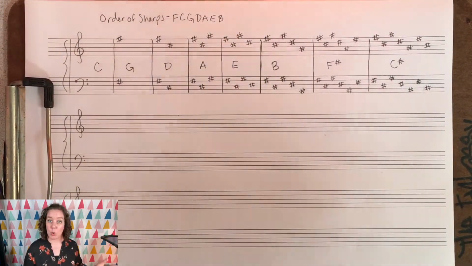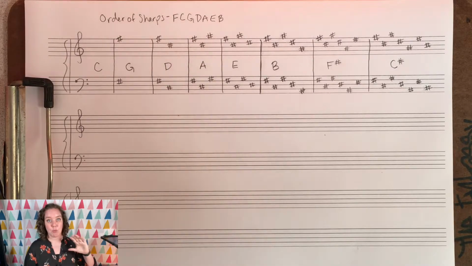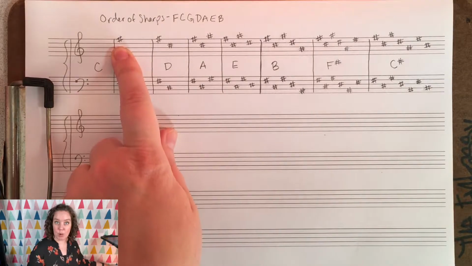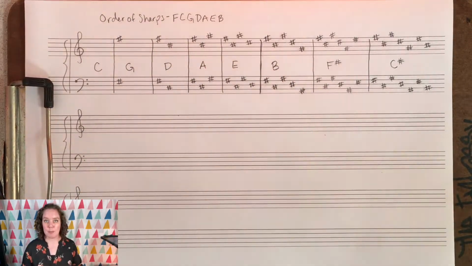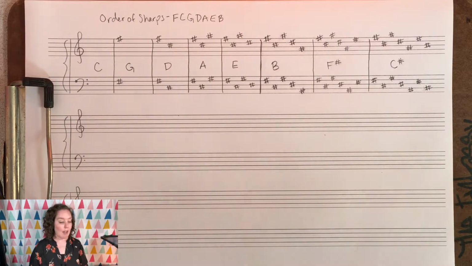And not only will the order of sharps always be the same, but their placement on the staff will always be the same, meaning the F sharp will always in treble clef be placed up here on this top line. In bass clef, the F sharp will always be placed on the 4th line. You're never going to see those sharps in different places on the staff. It's always going to take this shape.